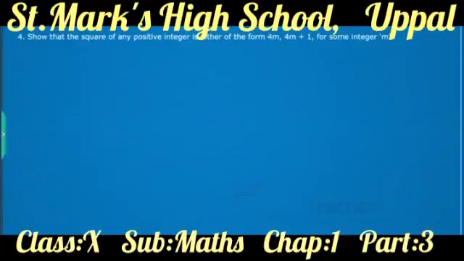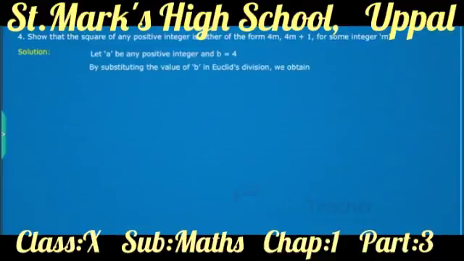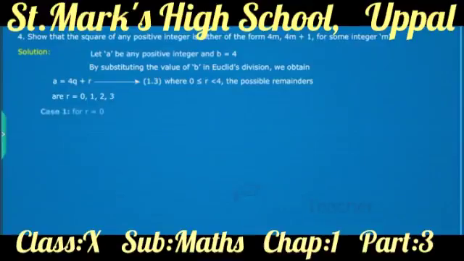Problem 4. Show that the square of any positive integer is either of the form 4m or 4m plus 1 for some integer m. Solution. Let a be any positive integer and b is equal to 4. By substituting the value of b in Euclid's division lemma, we obtain a is equal to 4q plus r, where 0 is less than or equal to r, which is less than 4. The possible remainders are r equal to 0, 1, 2, 3.